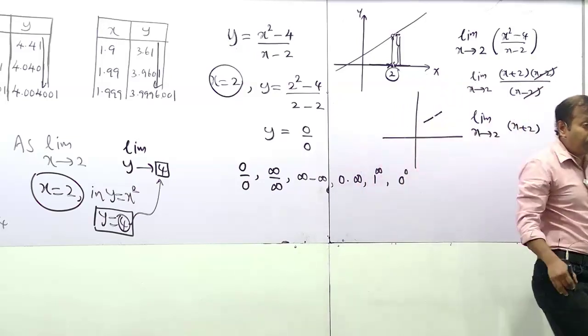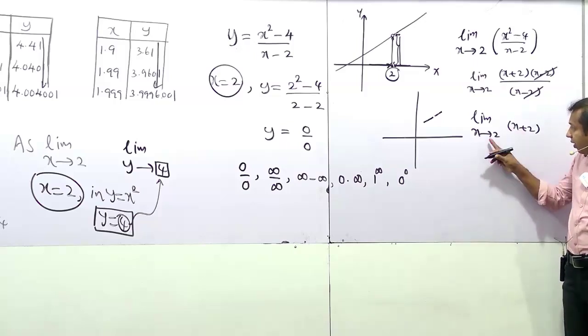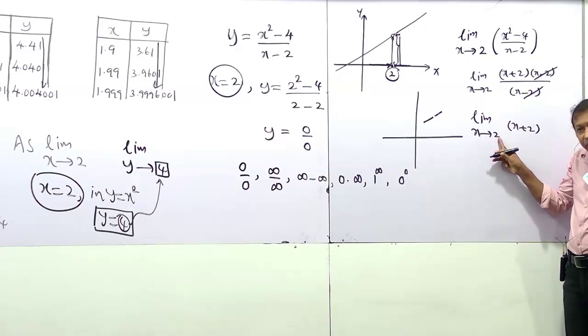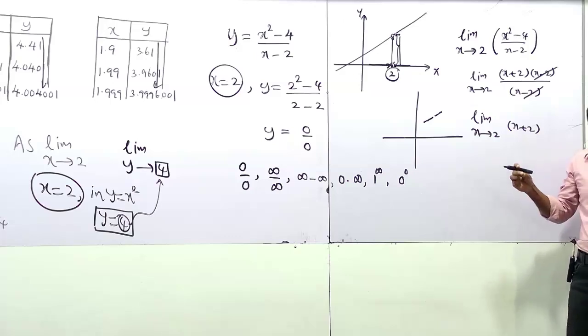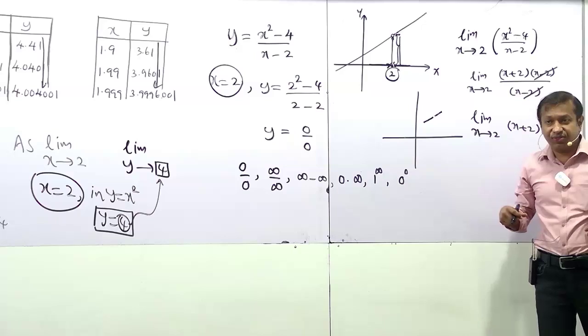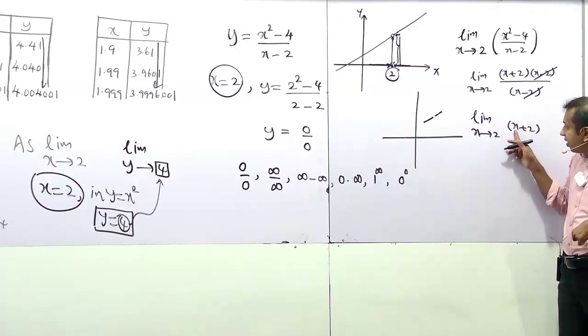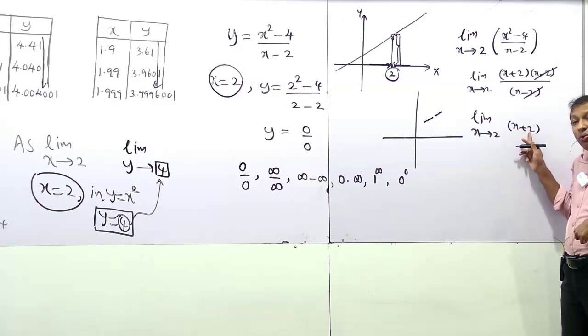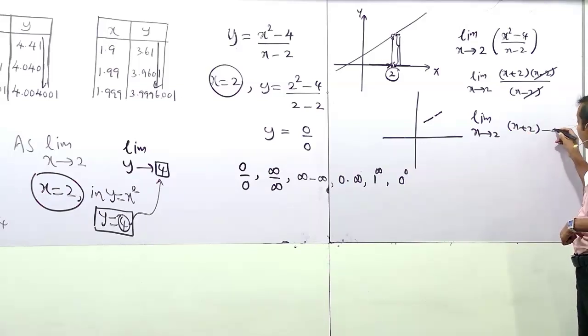Now see here. X going to 2 doesn't mean x takes 2. Then x going to 2 means what? X coming closer to this 2 as much as possible from both ends. Once that x value is put here, x plus 2 will be going to what? X plus 2 will be going to 4, no?